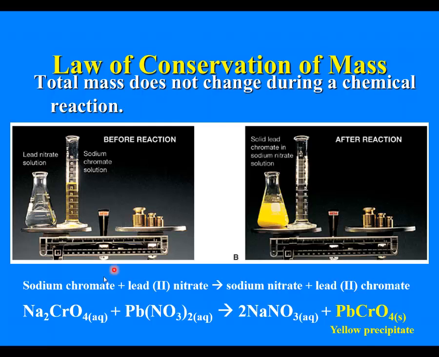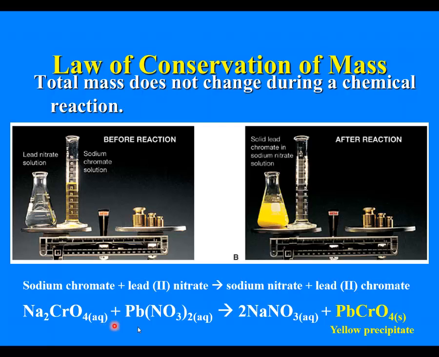So here we have sodium chromate. It's an ionic compound. I've written the formulas. I wouldn't expect you to be able to predict these formulas yet, but soon after chapter 3, so start learning your ion formulas on your handouts. Then we have lead(II) nitrate. We're going to react these two. In brackets, we see an aq after each of these substances. That means aqueous. They're in a water-based solution.